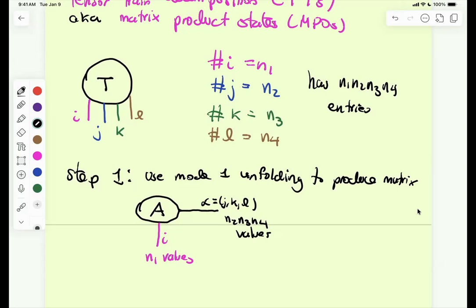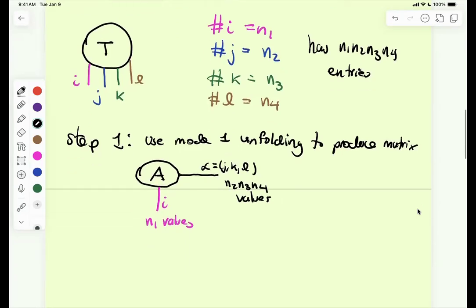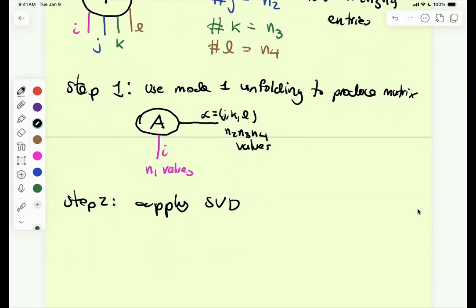Okay, just apply SVD to A. That's it. So, next step, step two: apply SVD. Again, what does that truncated SVD mean? It means that A is going to be this matrix, which I call U prime, V prime.